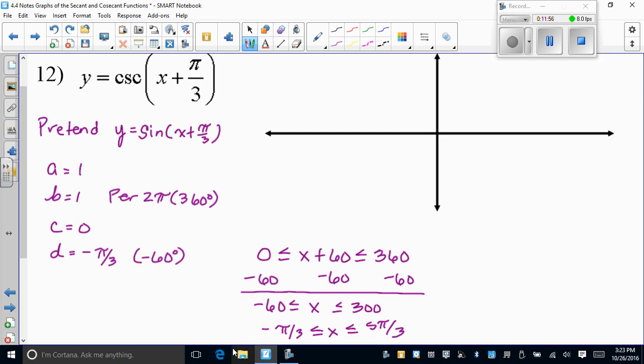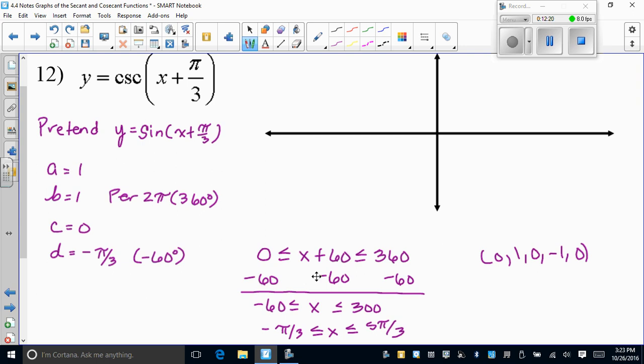Okay, and I verified my phase shift was negative pi over 3 because I would have got the same thing here. This happens with sine, cosine, secant, cosecant. So sine's pattern is 0, 1, 0, negative 1, 0. I don't have an A value, don't have a C value, so those are the points I'll be graphing.